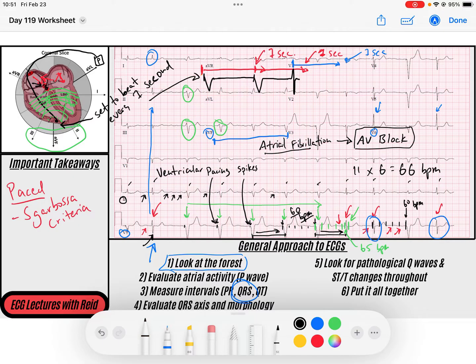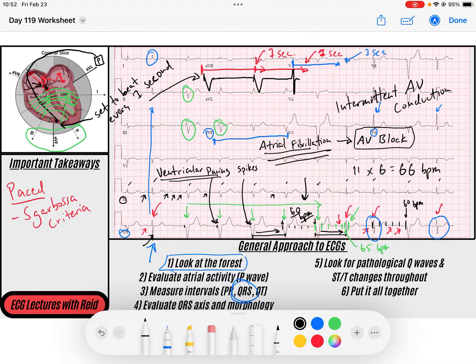Let's put this all together. It's a pretty fun rhythm. I hope you guys enjoyed it. We've got an atrial fibrillation, predominantly with ventricular paced rhythm at 60 beats per minute, with intermittent AV node conduction, right? So we'll call this intermittent AV conduction.